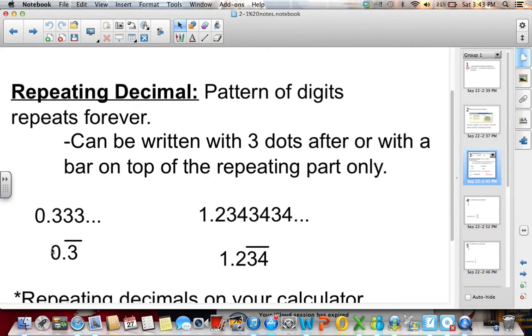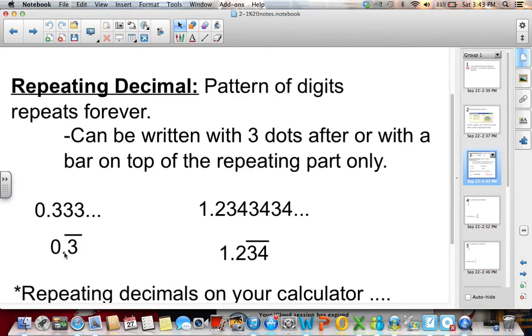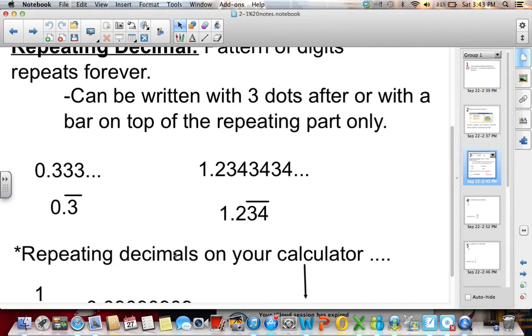It goes on forever. Or we can write it as 0.3, and the repeating part, which is 3, has a bar on top of it. And that is called bar notation, which is also on your vocab sheet. So this is an example of bar notation. Here's another example of a repeating decimal. Notice that 3, 4 are the numbers that repeat forever and ever, so the bar is only over 3, 4.